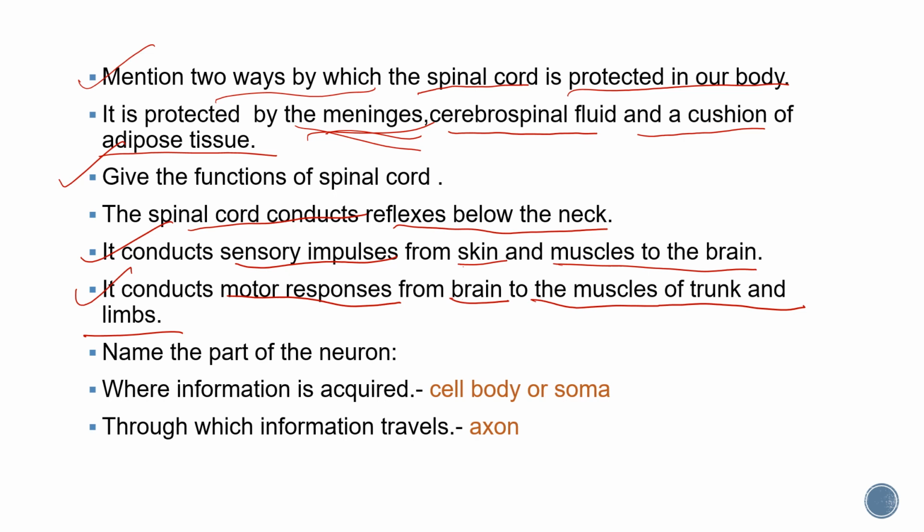And now the last question is, name the part of the neuron where the information is acquired. So that is acquired in the cell body or the soma, and the part through which the information travels is the axon. So these are very common questions and they keep on coming.